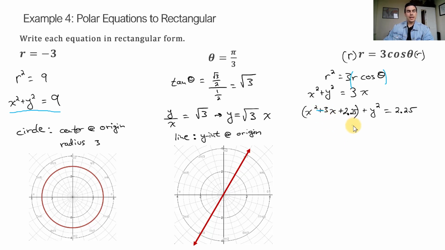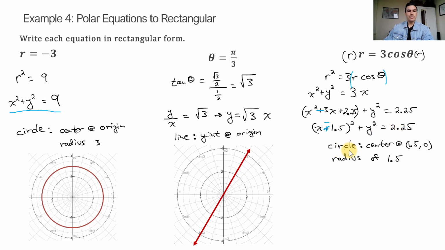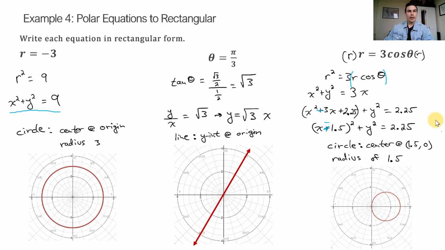Okay, so if that's minus 3x, if I complete the square on this, this is going to be 1/2 squared. That would be 2.25, so I have to add that to the other side as well. So this is going to give me, again, this is not plus, this is minus. Okay, so I got (x minus 1.5) quantity squared plus y squared is equal to 2.25. That tells me that I have a circle with a center at (1.5, 0) with a radius of 1.5. And if I graph the polar equation, I can confirm my theory.